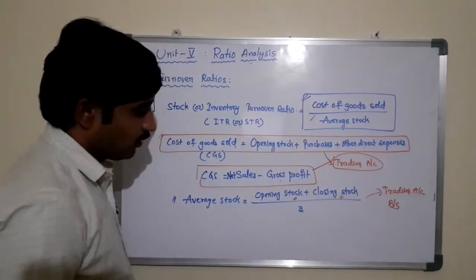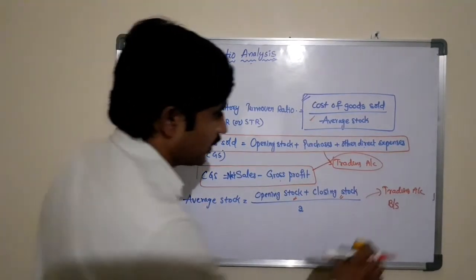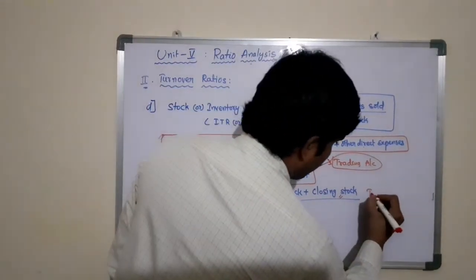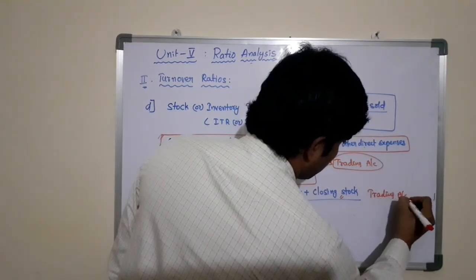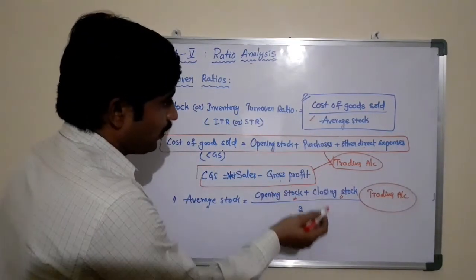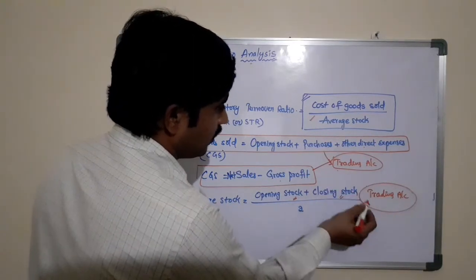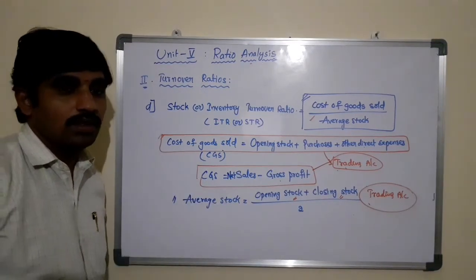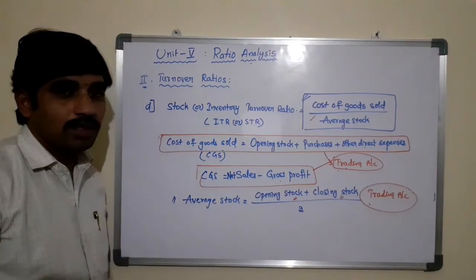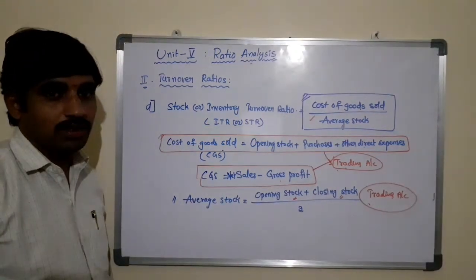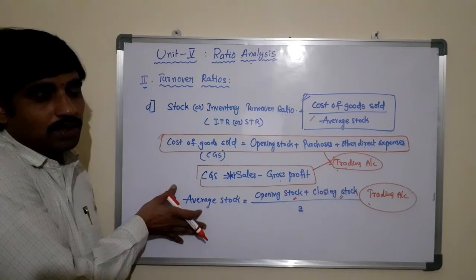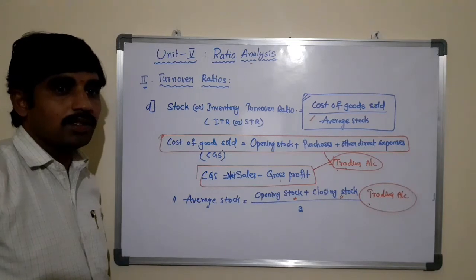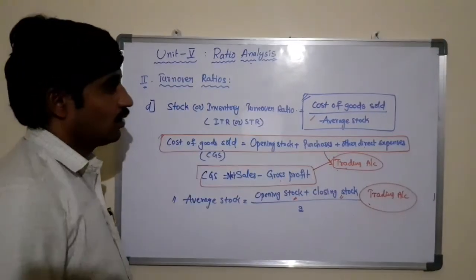Here also, sorry, we cannot find the opening stock in the balance sheet. This can also be found in the trading account. So these two variables we are finding in the same account. Therefore, this ratio belongs to the income statement ratio or profit and loss account statement ratio. It does not come under the balance sheet ratio or the composite ratio, but it comes under the income statement ratio, that is stock turnover ratio.